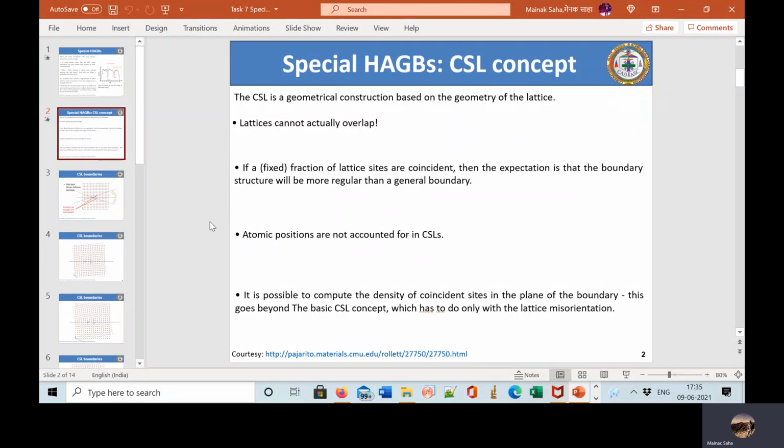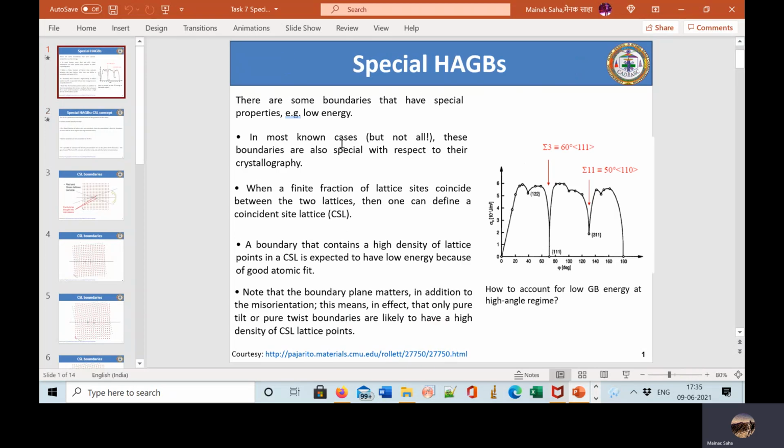So today I'll be speaking on one of the very special topics in the context of grain boundaries, and that's about the special high-angle grain boundaries.